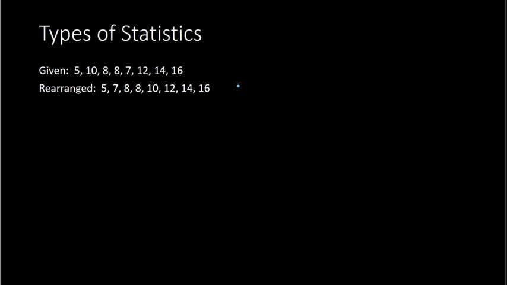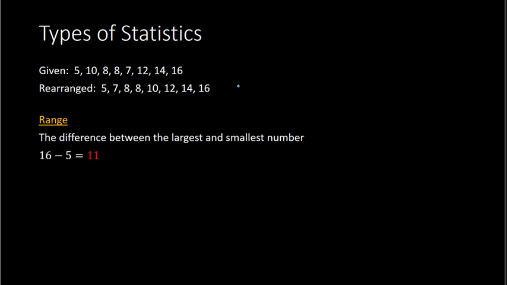Now, one type of statistic or measurement that we can gather is what is called the range. The range, by definition, is the difference between the largest and the smallest number. So notice the biggest number is 16, the smallest number is 5, so the range would be found by taking 16 minus 5, which is 11.